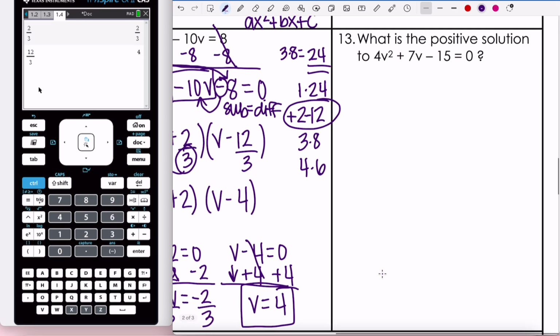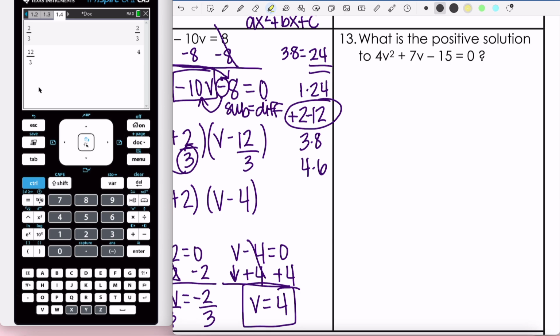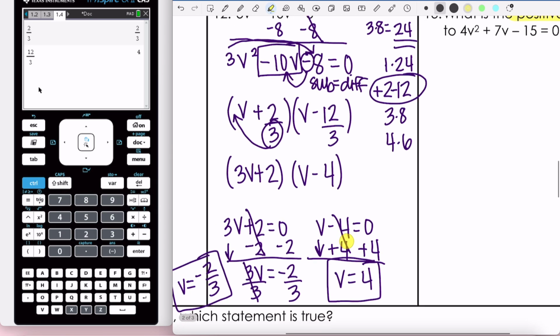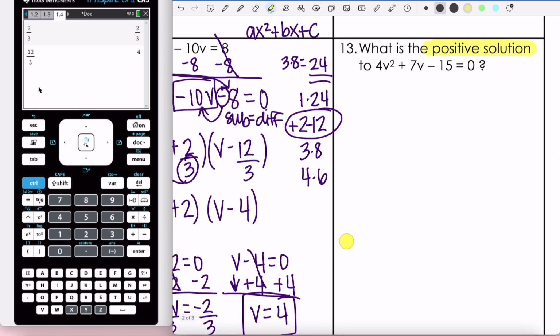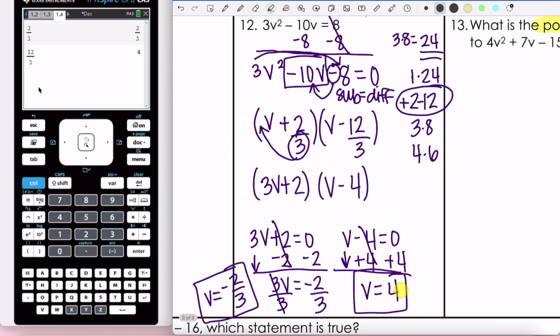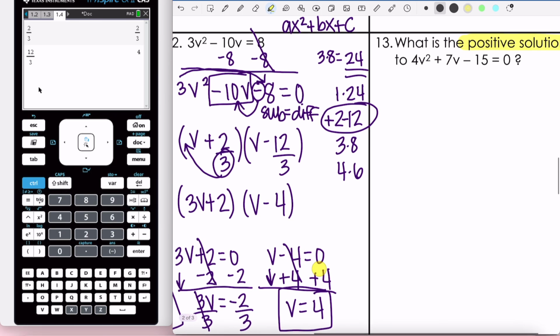One last thing I want to point out to you guys: on number 13, it says, what is the positive solution? On this problem, you will factor it like normal, and then you will set each factor equal to 0, and you will still solve. However, you are only going to box in the solution that is positive. So for example, on number 12, if I was asking you that, I would only have you box in v equals 4 because that's the only positive solution. Or if I was asking you for the negative solution, I would only have you box in v equals negative 2/3.